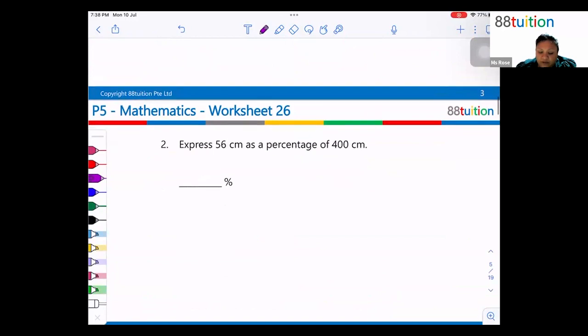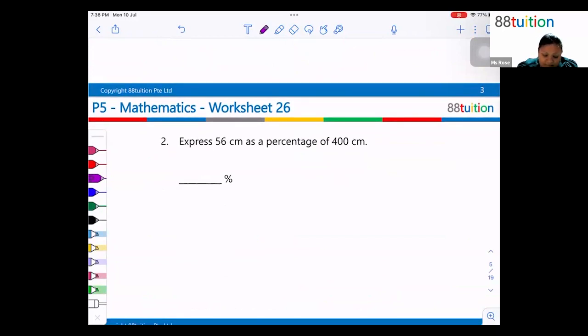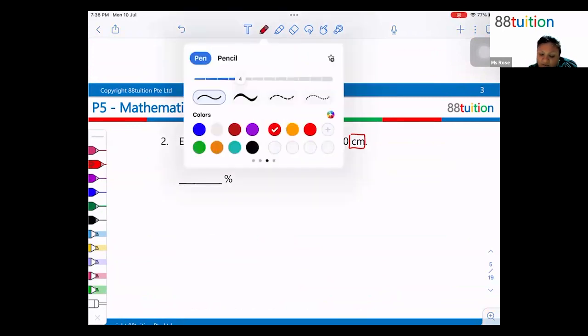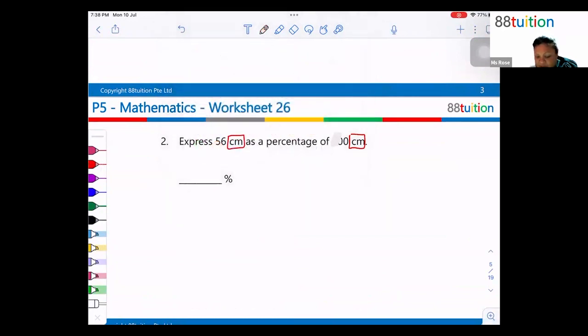Now, question 2, all of you got it right. Well done. Just to remind you again, the unit must be the same. Now, if I were to change the question, and instead of saying 400 meters, I change the question slightly to say 4 kilometers. How do I express 36 cm as a percentage of 4 kilometers? What do I do? Anyone wants to try and tell me?